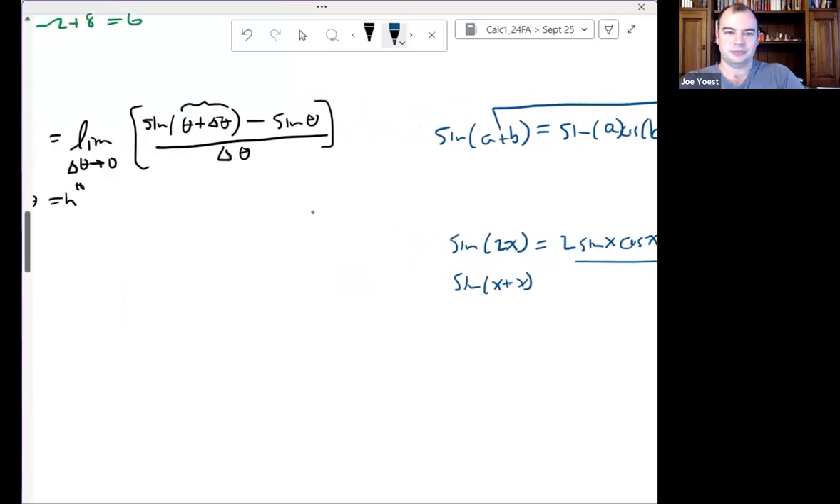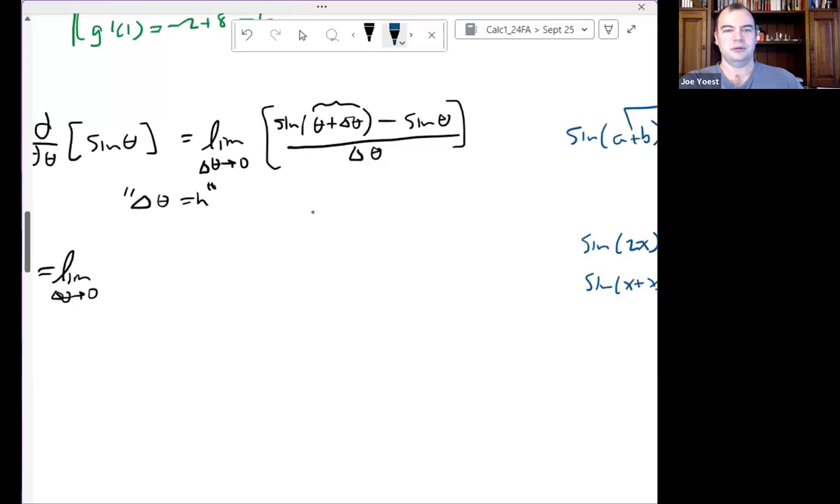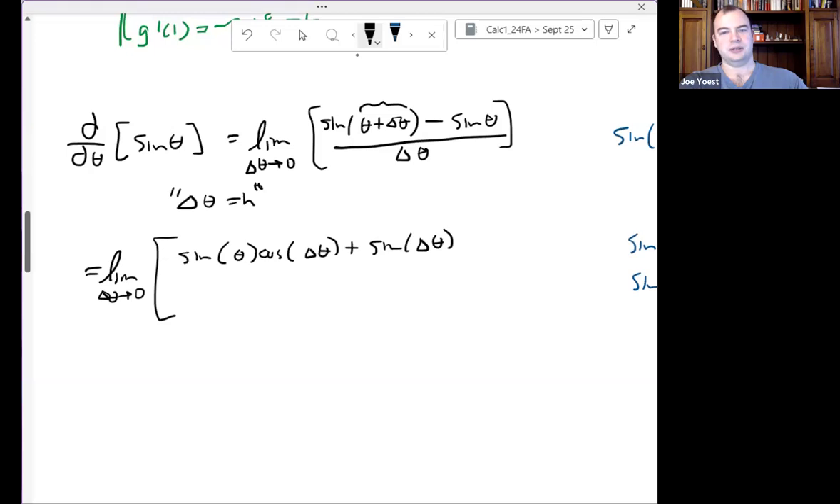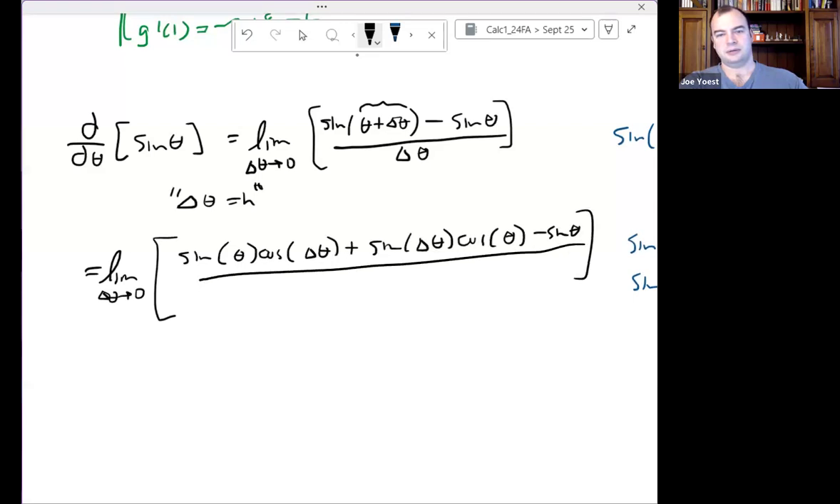So what do I have over here from that? The limit as delta theta goes to 0 of, I know I have sine theta cosine delta theta plus sine delta theta cos theta minus sine theta, all over delta theta.